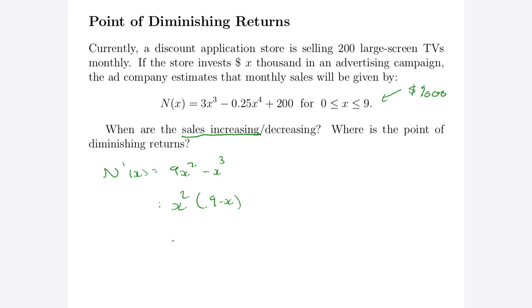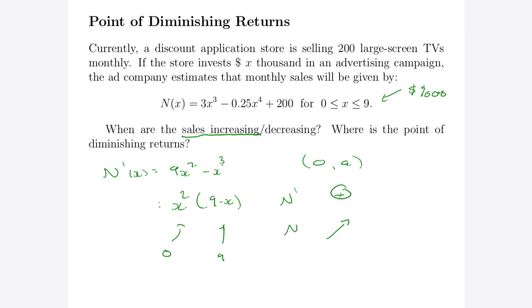And you'll notice we've got two partition numbers, 0 and 9. Those are the endpoints of our function. So we just need to check between 0 and 9 to make sure that n prime is going to be positive. Let's plug in 1 and see what happens. If you plug in 1, we get 9 minus 1. That sure is positive. That means that our function is increasing the whole time.